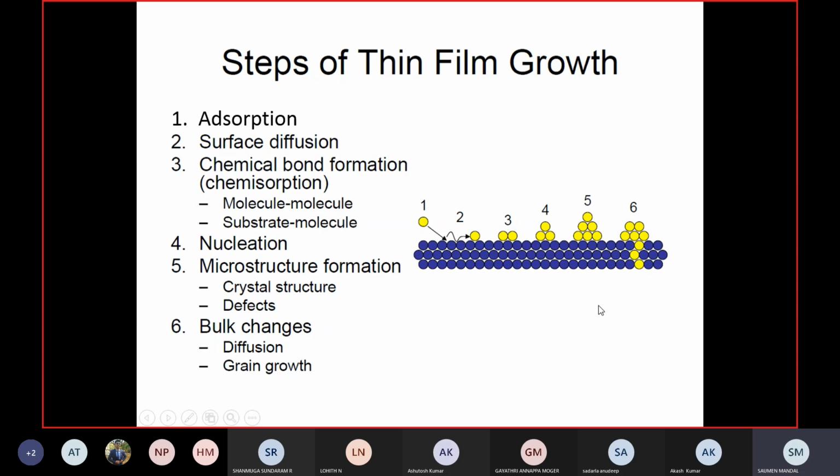Another thing: whenever a new building is built, let's say a 10-story building, when the pavement is being made it is very difficult to assume that one day a 10-story building will be built there. Same thing here: microstructure formation in thin film you can say is the pavement of a 10-story building. But it will retain the same crystal structure as the mother structure.